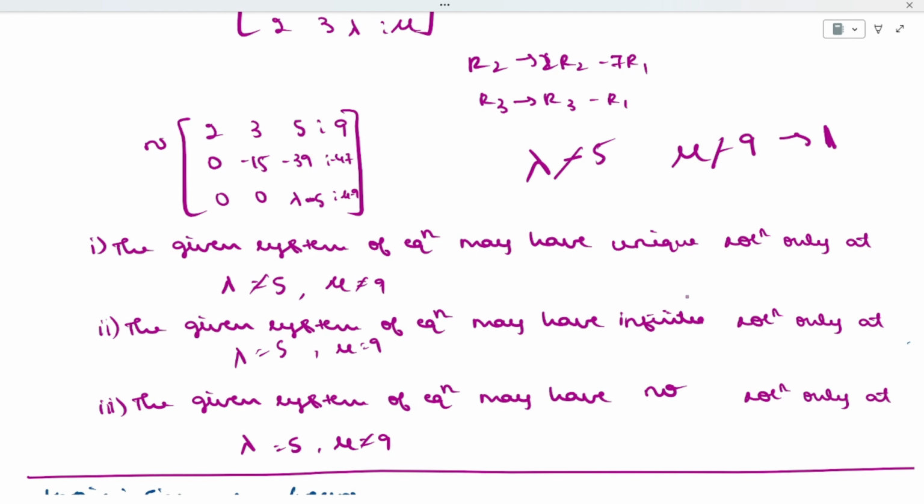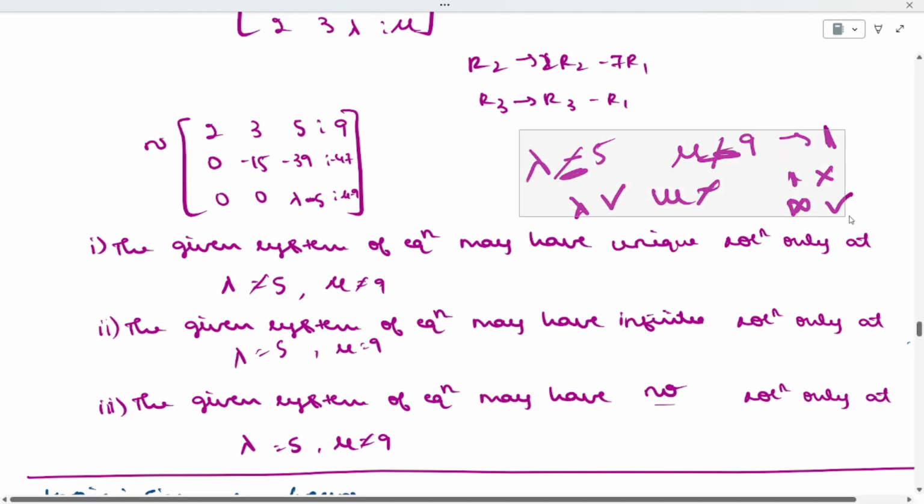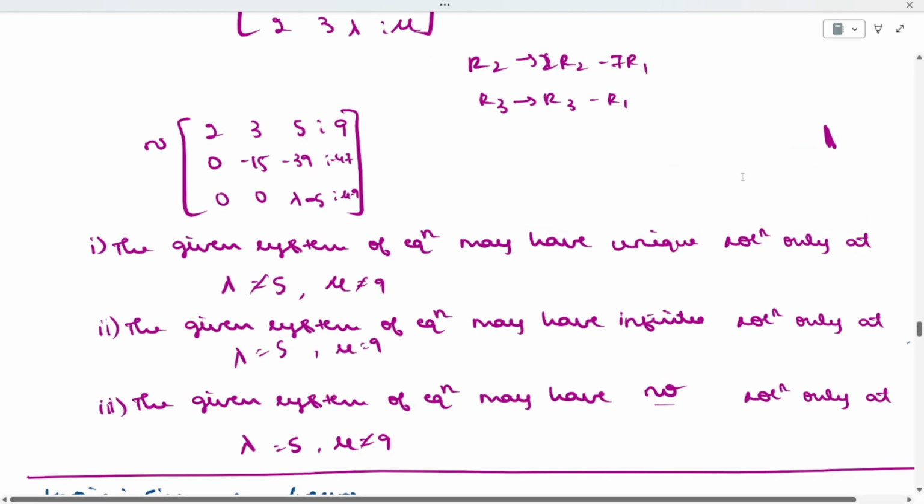If you want infinite solution, it can be equal. Okay, you remember, for one solution it should not be equal. For infinite, that means all can be equal. For no solution, lambda can be equal, mu cannot be equal. This is the logic behind unique solution, infinitely many solutions and no solution.